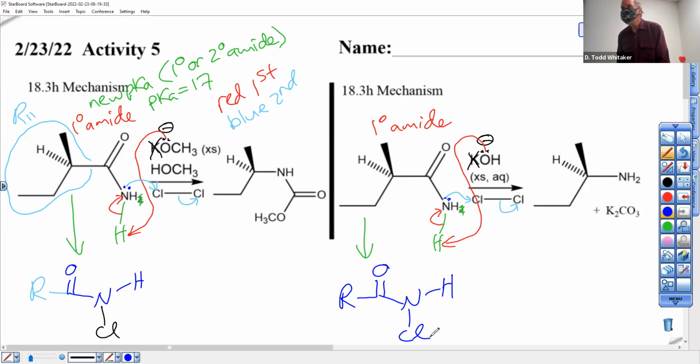Anybody want to guess the pKa of the H that's on the nitrogen now? You think it's exactly 17 still? You said higher? Oh, you said lower. That's good. Yeah, a little lower because of what effect? Inductive effect makes the anion more stable, means the anion's easier to make. So let's hit it with an excess of the base.